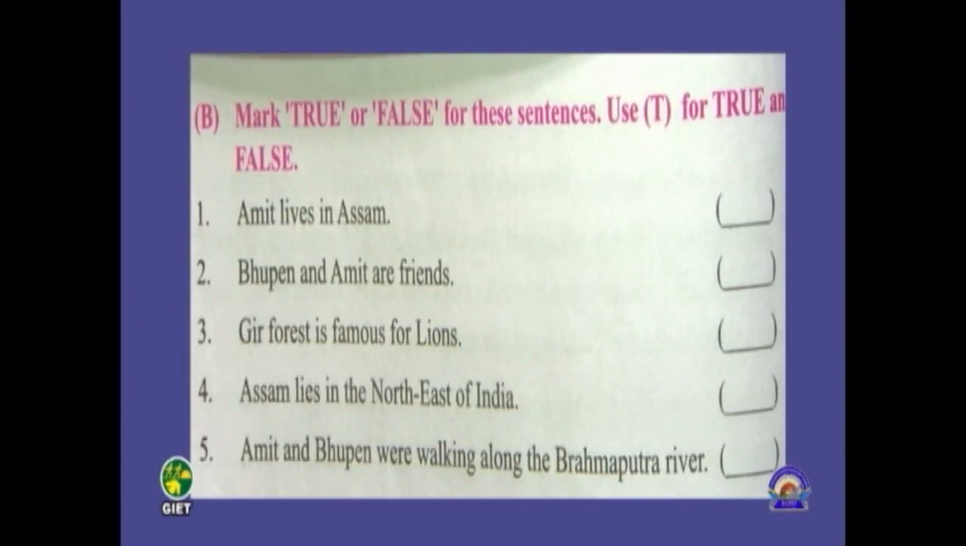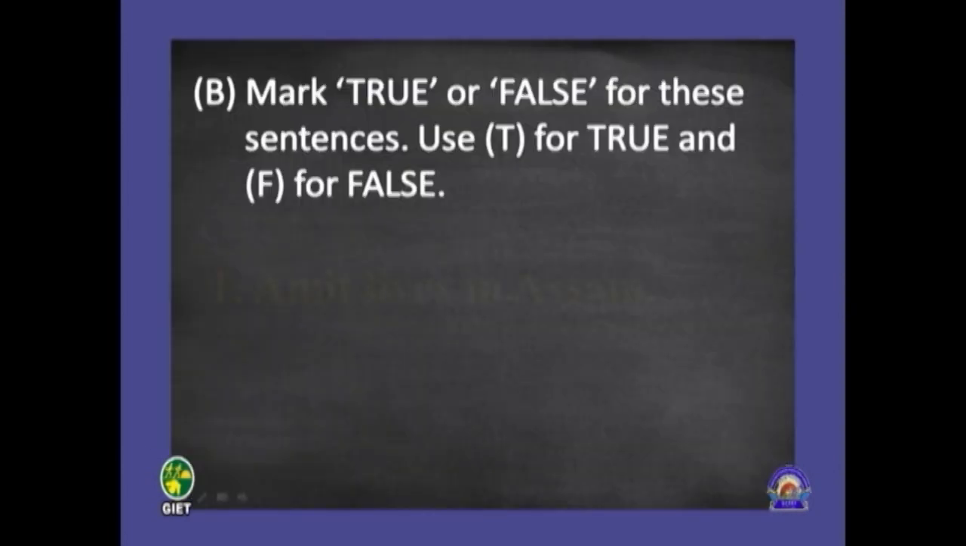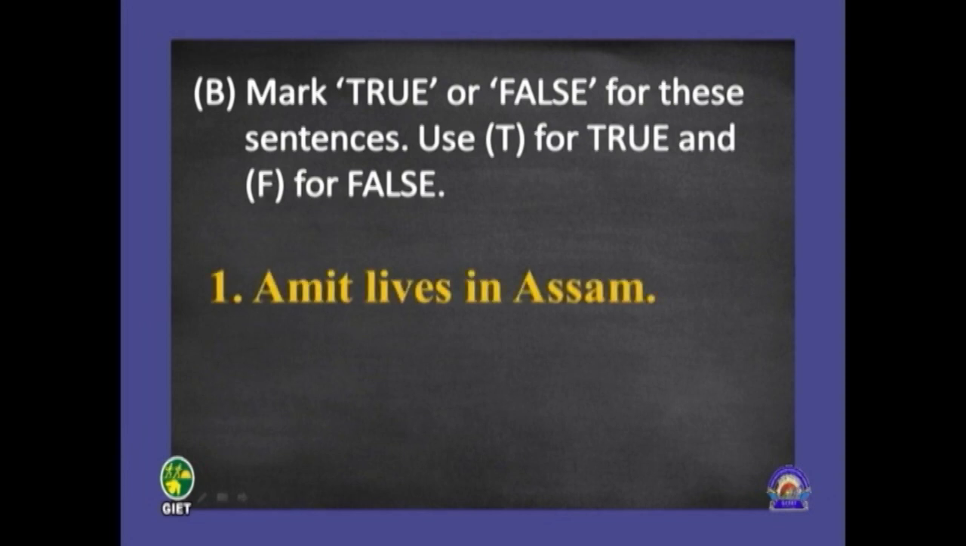Activity 6B. Open your textbook, page number 32. Mark true or false for these sentences. Use T for true and F for false. First sentence. Amit lives in Assam. Yes, it is false sentence. Amit lives in Assam. No, he lives in Gujarat.